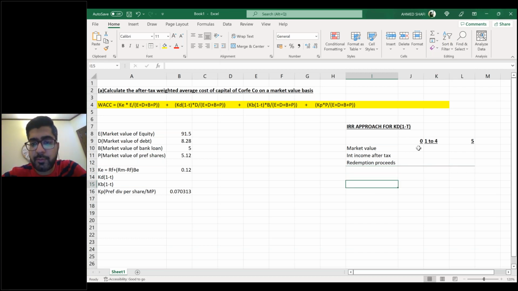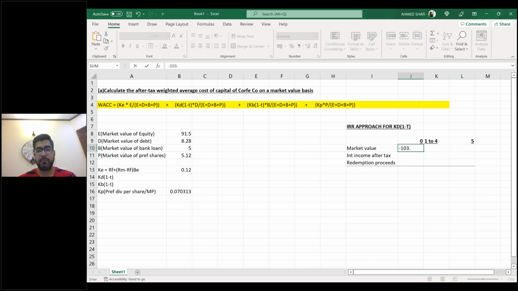Okay, let's start. Market value. Investor will come and buy the debt at market value. This will create an outflow from his pocket. What is the market value? 103.5. This will be an outflow from his pocket.